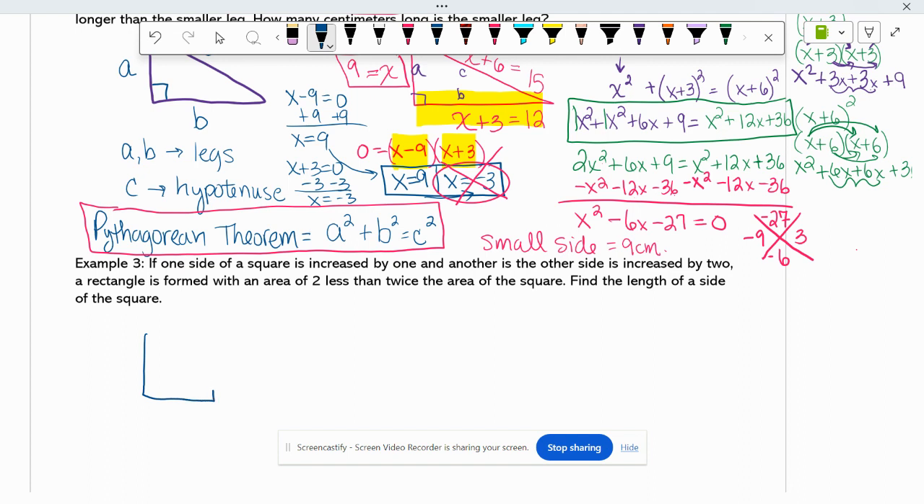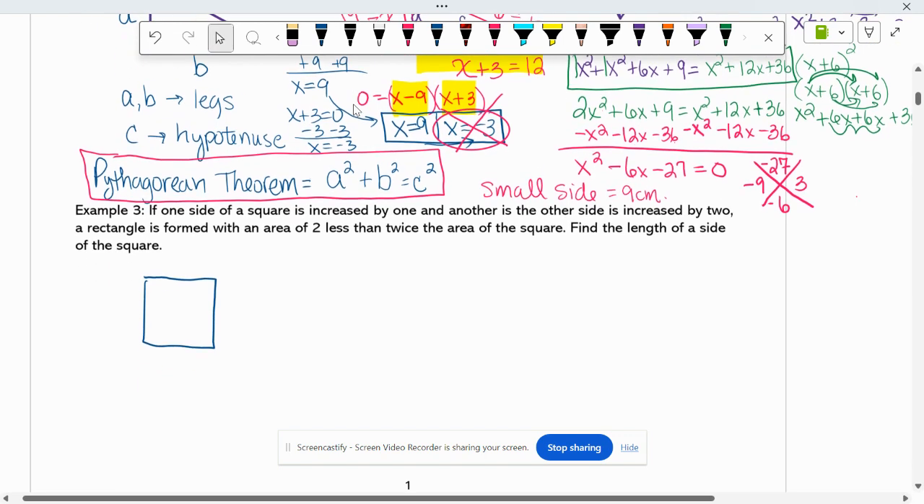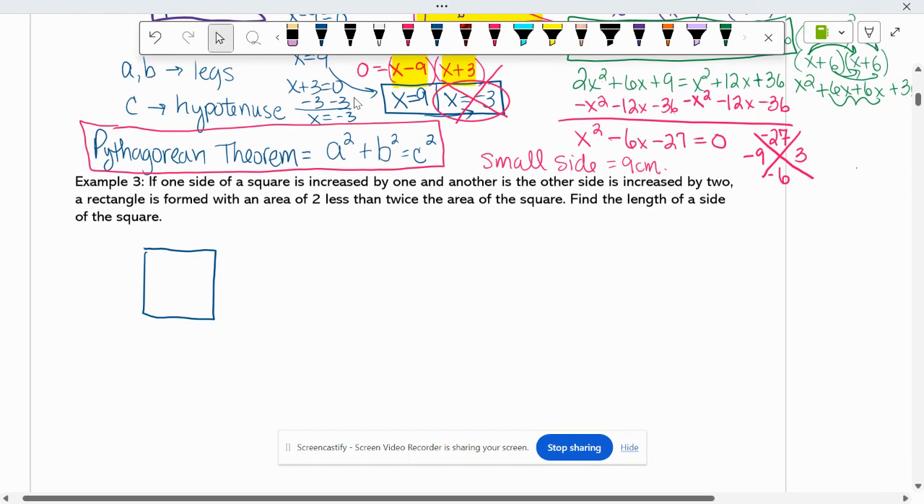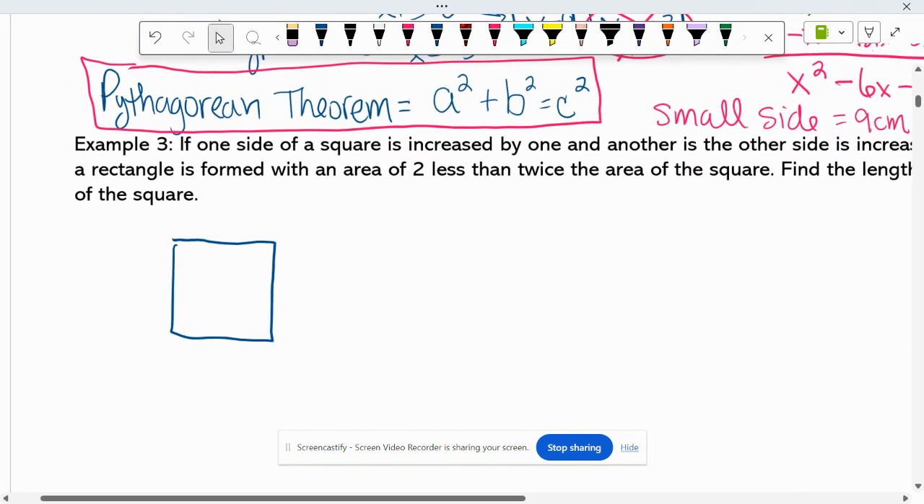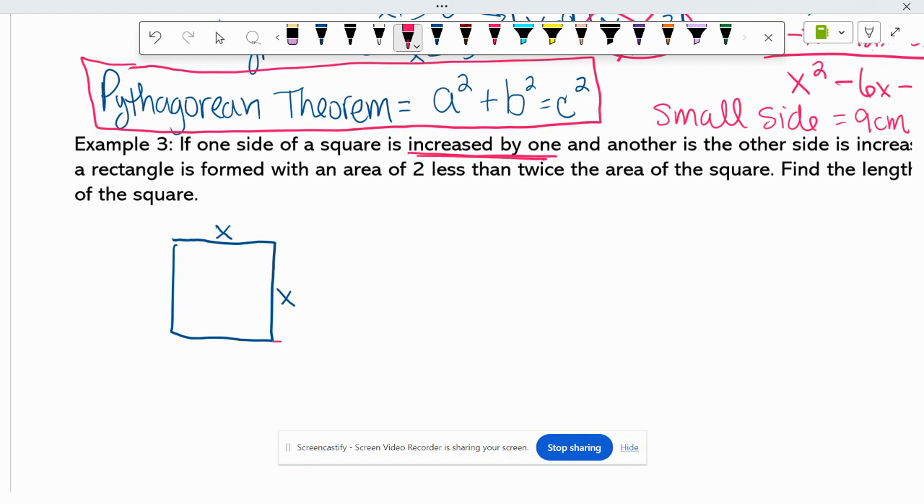What do I know about the square? What's one thing I know about a square? Yeah, it's equal on all sides. All sides have the same measure, right? So I don't know what they are, but I'm going to call them both x. Okay. What does it say that we're doing to one side of the square? So one side of my square is growing by 1 unit.